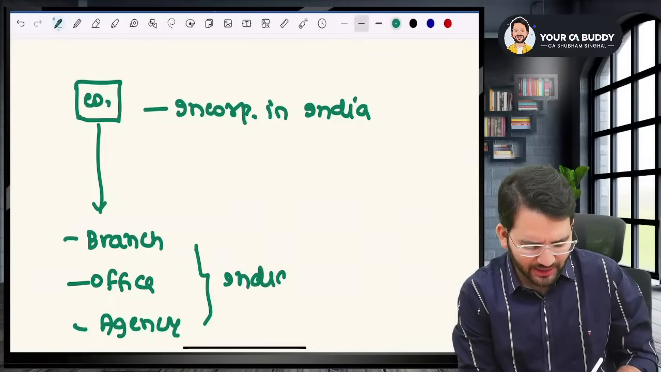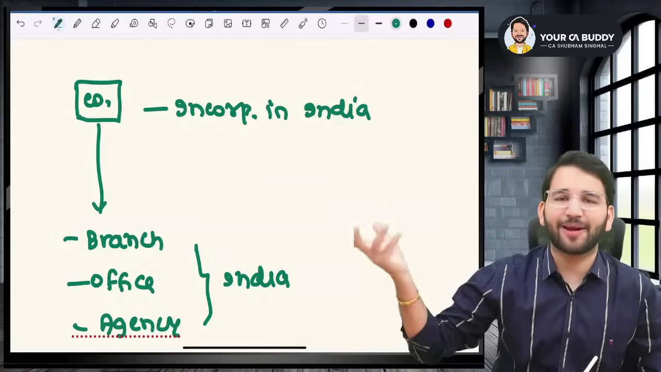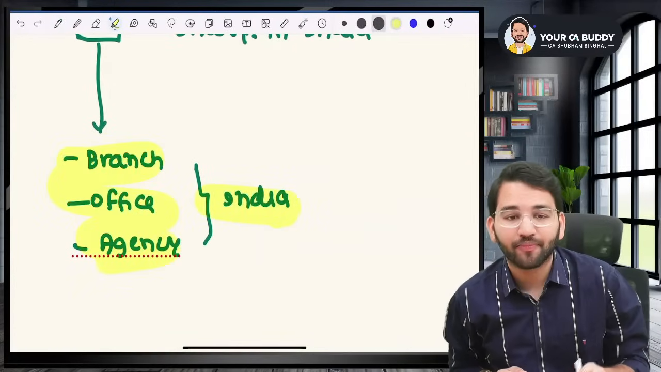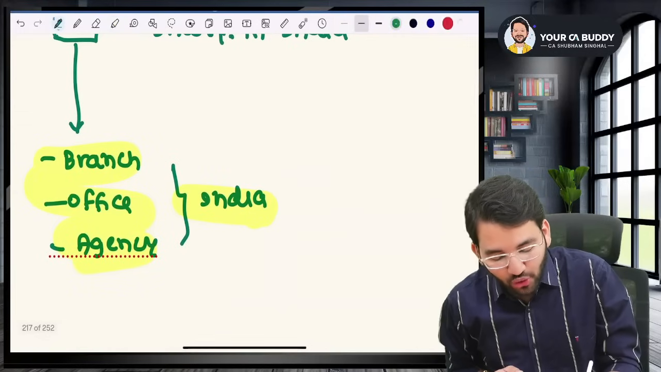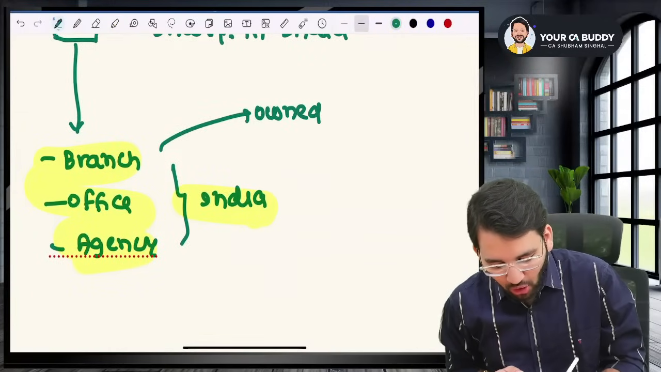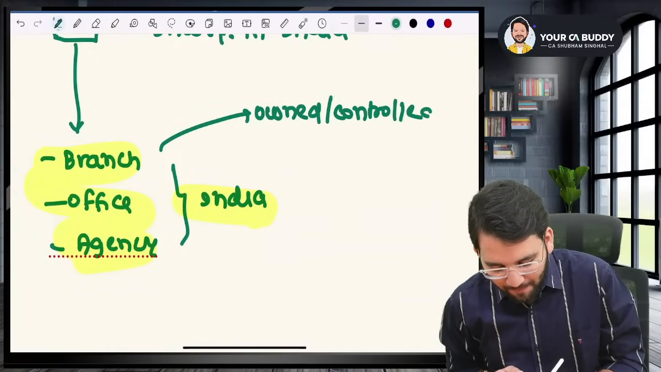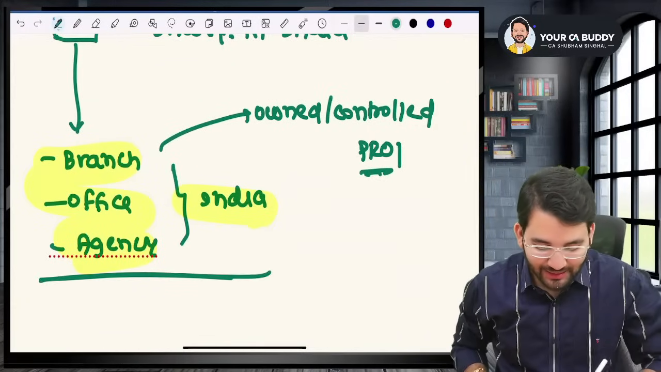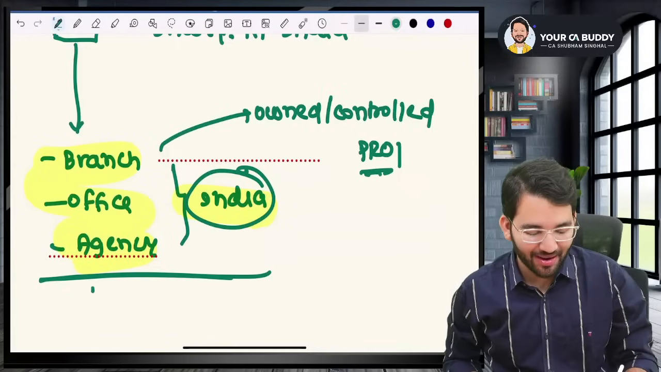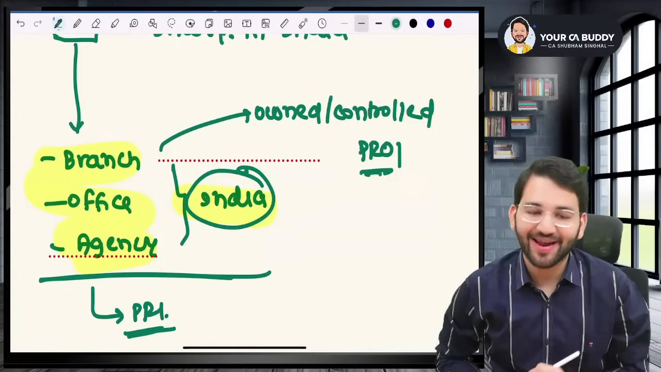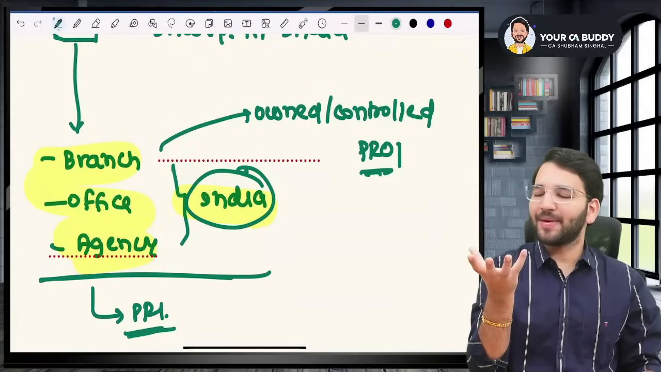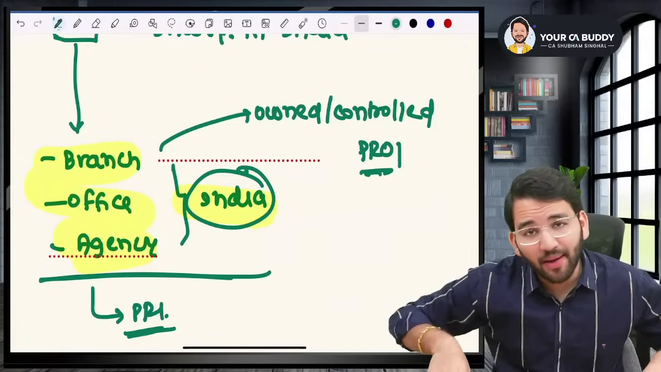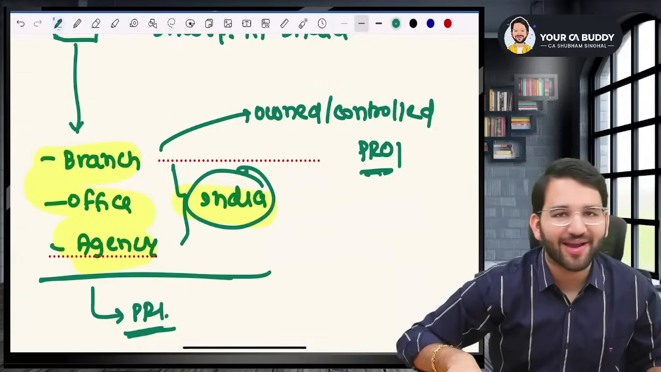Sir, what is a branch, office, or agency? Any showroom you have, it is a branch. Any office you have, any branch, office, or agency that you have in India, even if it is owned or controlled by a PROI, as in an outsider. If the branch, office or agency is in India, because it is in India, it will become a PRI. Sir, what am I saying? A company which is incorporated in India is a PRI. A branch, office or agency which is in India, owned or controlled by anyone, will be a PRI.